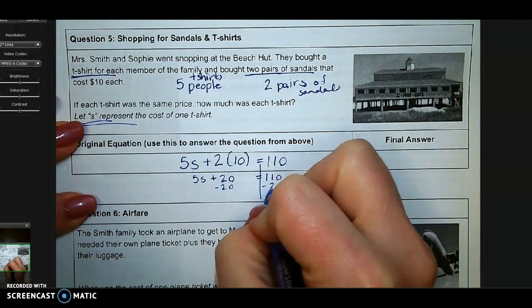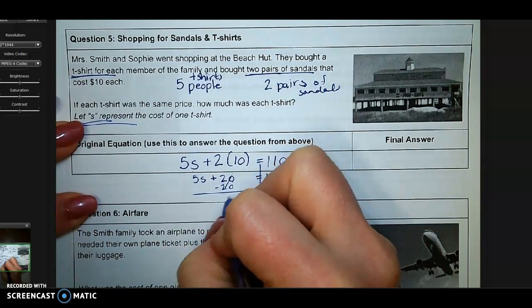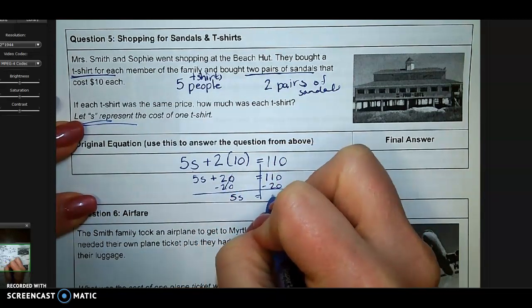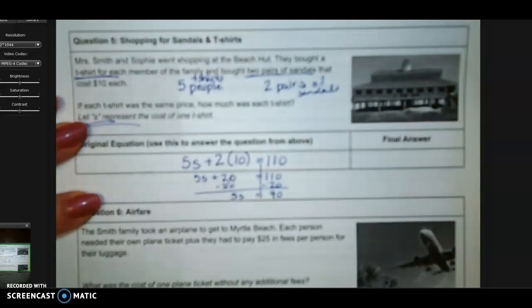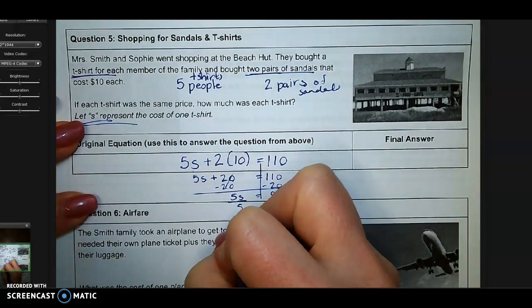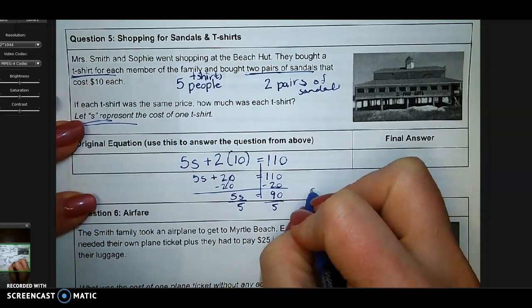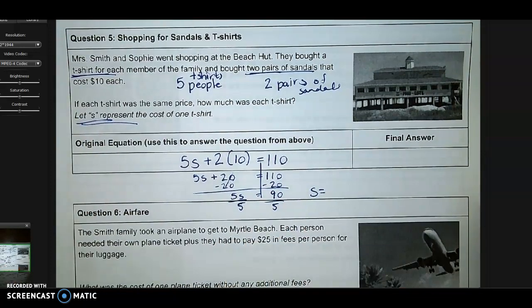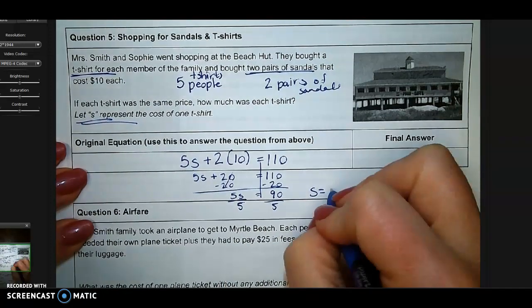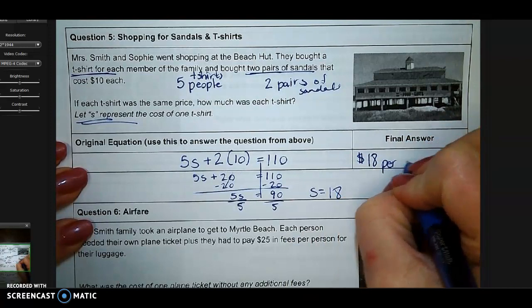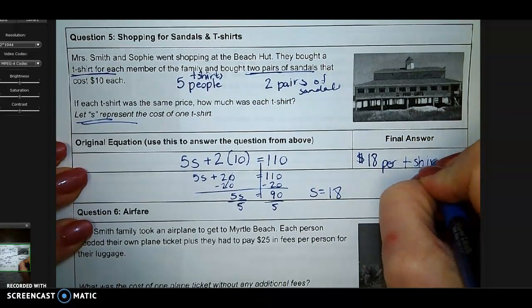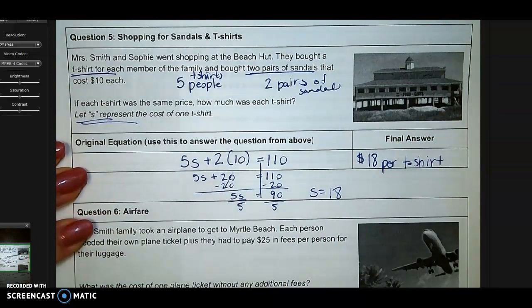So if I take out the price of the sandals, I find out how much they spent on t-shirts. And once I find out how much they spent on t-shirts, I can divide by 5 to find out that 1 t-shirt cost $18. So it was $18 per t-shirt.